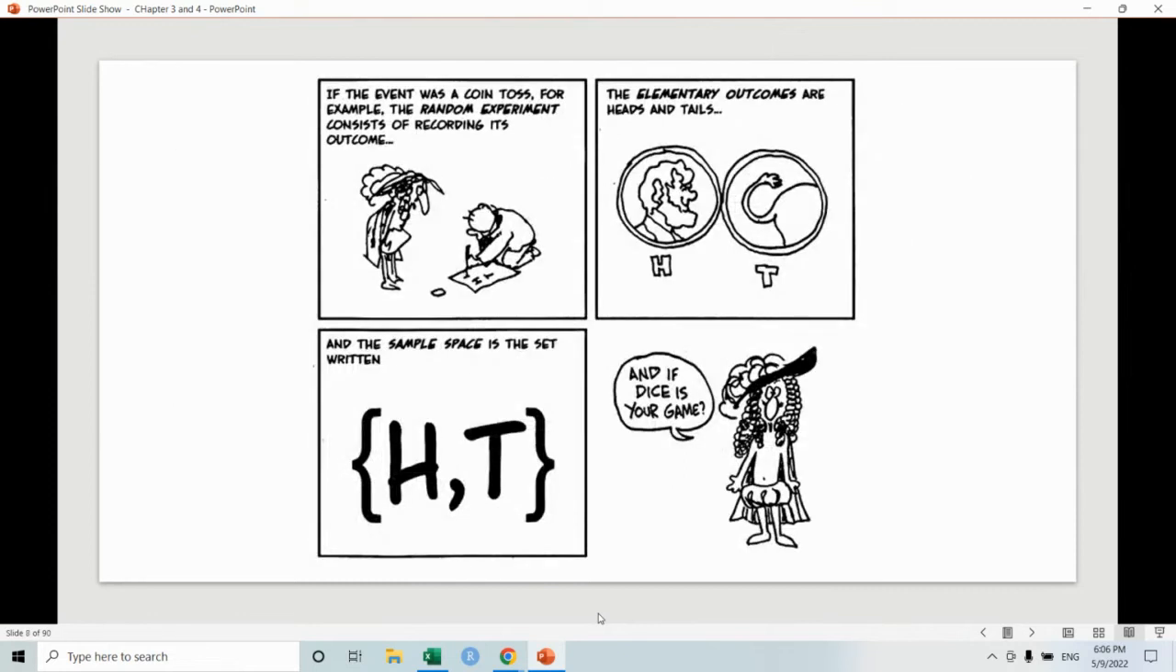If the event was a coin toss, in a coin toss we can have heads or tails. The random experiment consists of recording its outcome. So you flip a coin, you get a head, you mark it. Flip a coin again, you get tails, you mark that. So those are the outcomes. Elementary or possible outcomes are either heads or tails, so there are 2 possible outcomes. And the sample space is the set written with these little curly braces here. When we look at dice on the next slide, you'll see these curly braces with all the possible outcomes in that set.